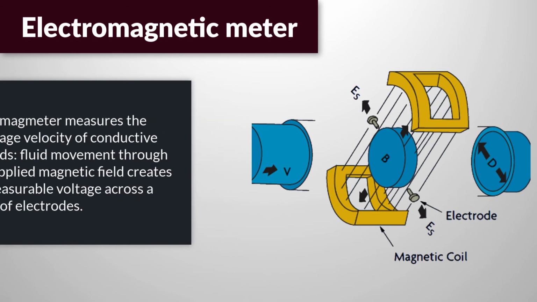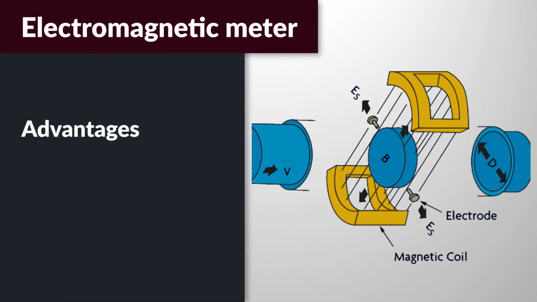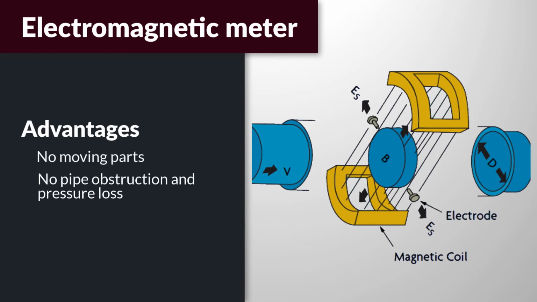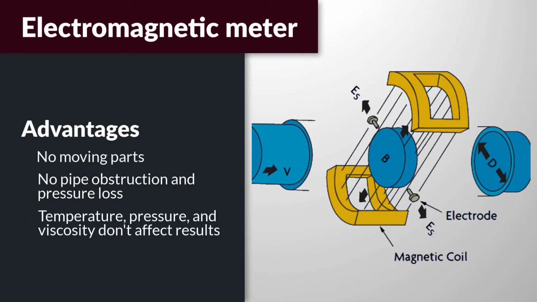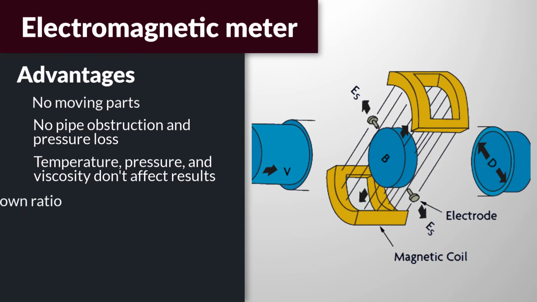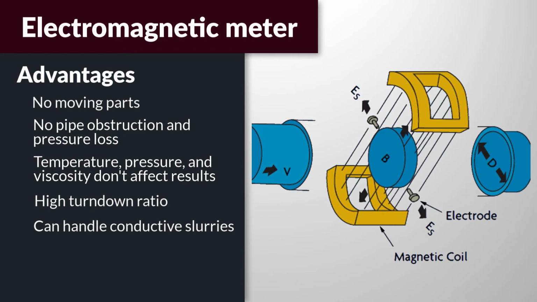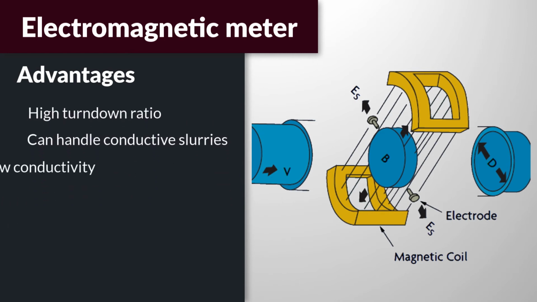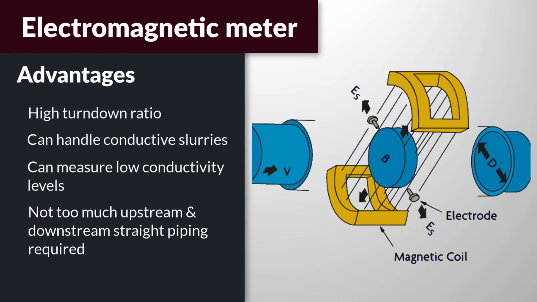The magmeter offers a number of advantages. It has no moving parts or obstruction in the flow path and causes no pressure loss. Temperature, pressure, and viscosity don't affect results. In addition, the device can cope with a high turn-down ratio, can handle conductive slurries, and can measure low conductivity levels. Plus, it doesn't require too much straight piping upstream and downstream.